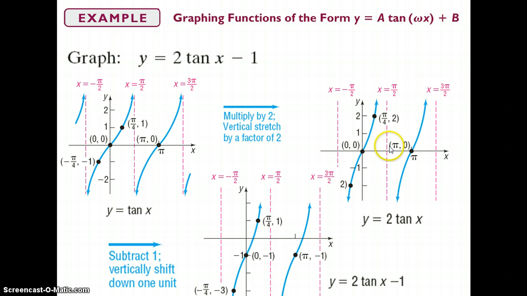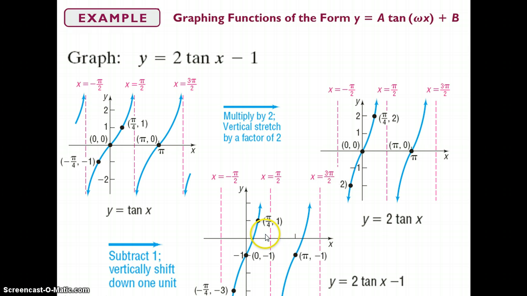Keep in mind that the x-intercepts are always going to be smack dab right in between the vertical asymptotes, and the vertical asymptotes are going to occur everywhere the cosine is equal to 0. And so notice that we have 2 times tangent of x minus 1. Cosine is equal to 0 when x is equal to pi over 2 and so forth, and 3 pi over 2 and so forth, like I said.